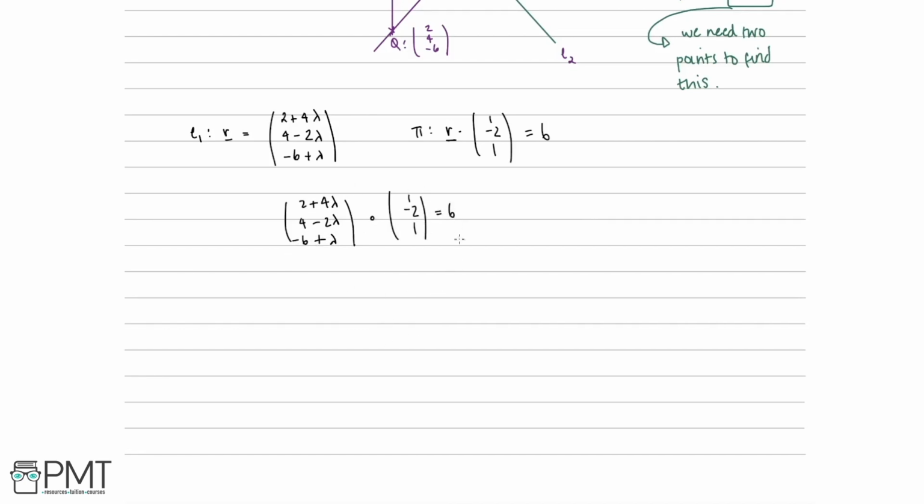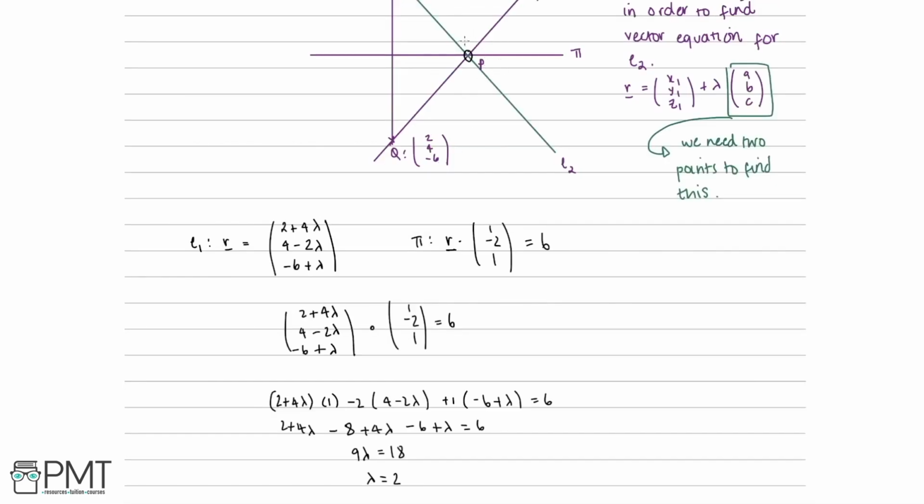And we can perform the dot product on this in order to obtain (2 + 4λ) × 1, minus 2 × (4 − 2λ), plus 1 × (−6 + λ), which is equal to 6. We can simplify this to form 2 + 4λ − 8 + 4λ − 6 + λ = 6. We can bring all the constants to the right-hand side and leave the lambda terms on the left-hand side to form 9λ = 18, and thus λ = 2.